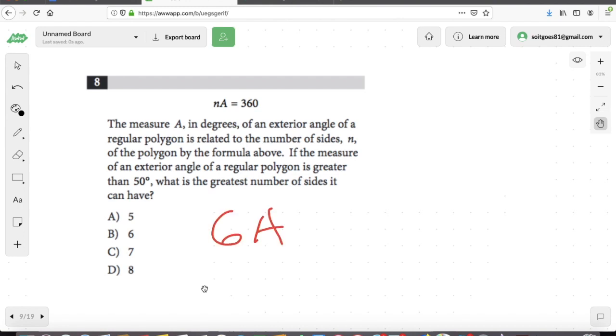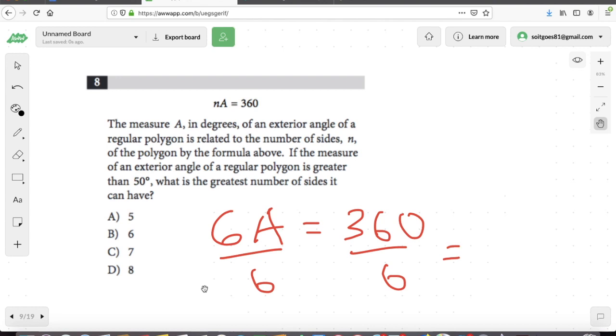6 times A equals 360. We're going to test answer choice B now. Okay, so do you remember how to solve for A here in just one step? Yes. What do we do? You would divide on both sides. Divide what? 6. Divide 6 on both sides.